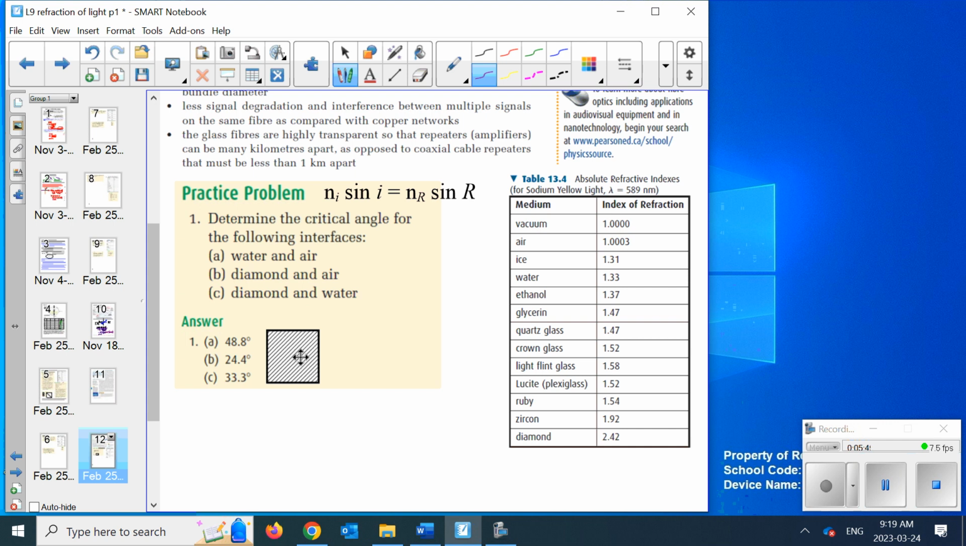Okay, that one's done. This is it for new material. Like I said, it's the same formula, so the math isn't different. You're just putting 90 in for the sine R, sine of 90, and that's just one. Okay.